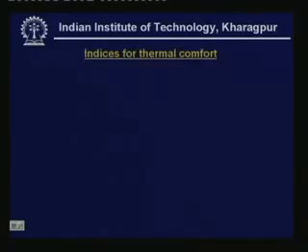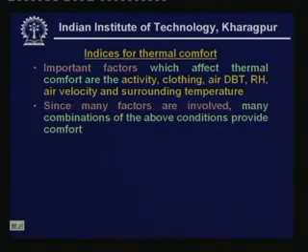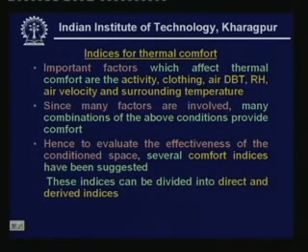Now let us look at indices for thermal comfort. Important factors which affect thermal comfort, as we have seen, are the human activity, clothing, air dry bulb temperature, relative humidity, air velocity and surrounding temperature. Since so many factors are involved, many combinations of the above conditions provide comfort. There is no unique combination, there are many combinations possible, all of which will give an equal amount of comfort. Hence, to evaluate the effectiveness of the conditioned space, several comfort indices have been suggested. These indices can be divided into direct and derived indices.